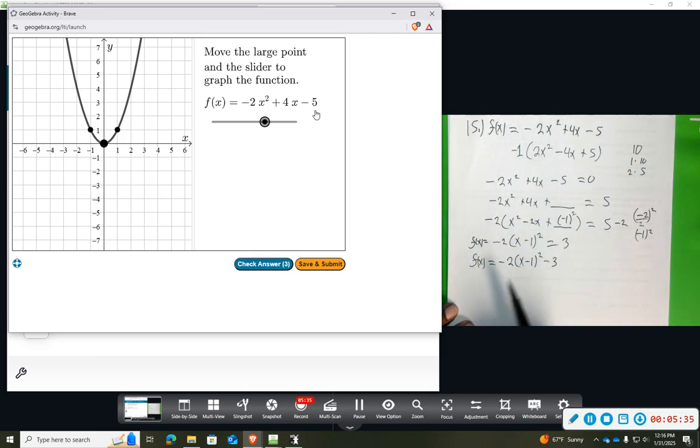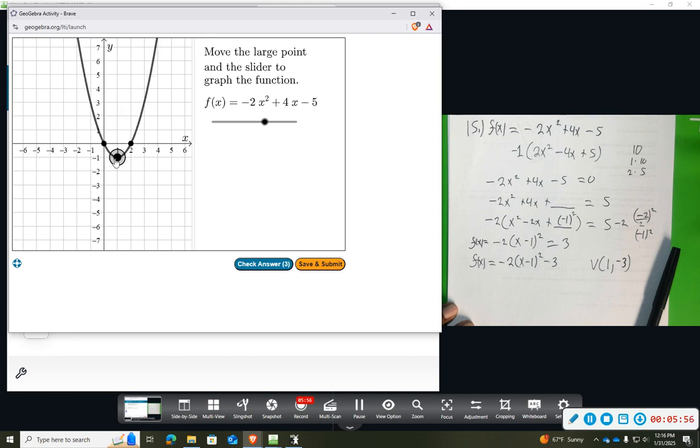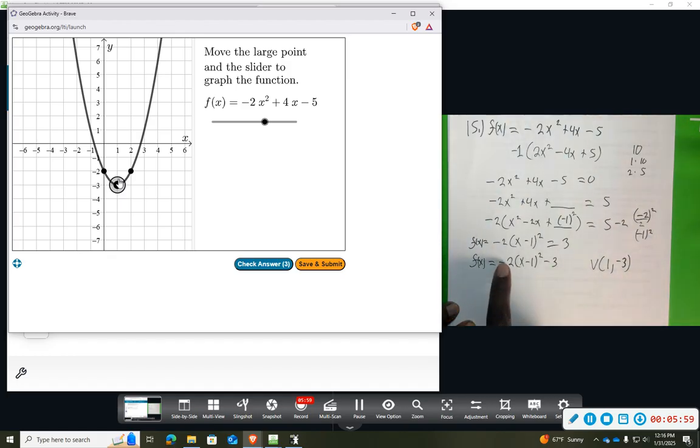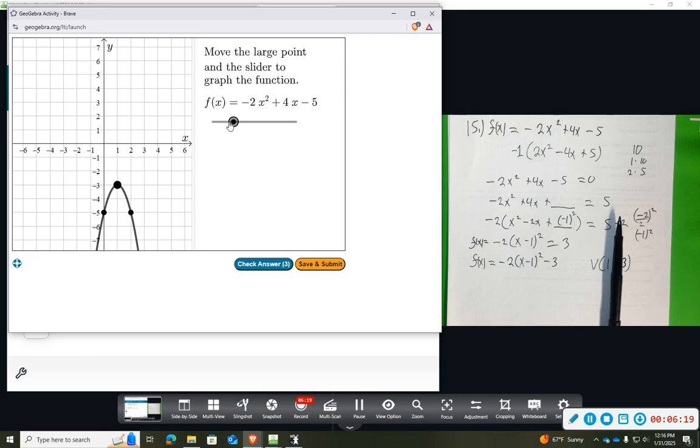So once you get it into vertex form, we can see our vertex. Always do the opposite for the x value. So our vertex is 1, negative 3. So that's where I'm going to move my big point to: I'm going to go to 1 and down 3. That's my vertex. Because this is negative, that tells me it opens downward. So I'm going to make this open downward. Now, one thing I do want to check is the next points, because there is a stretch, so I need to make sure those points are hitting the right value.